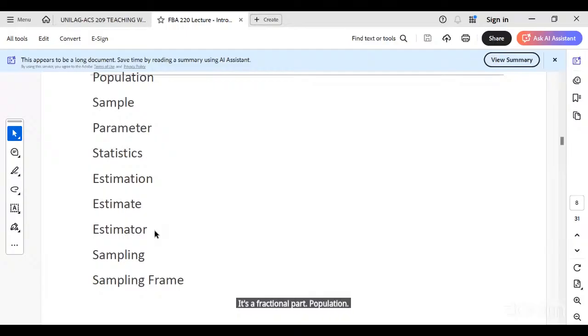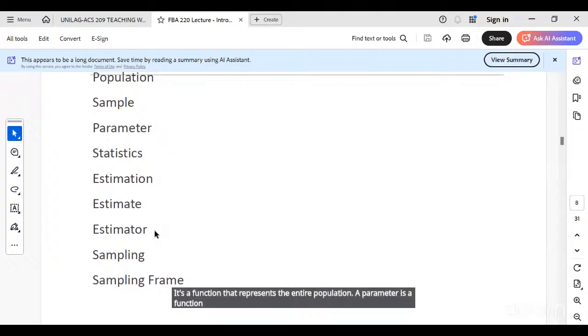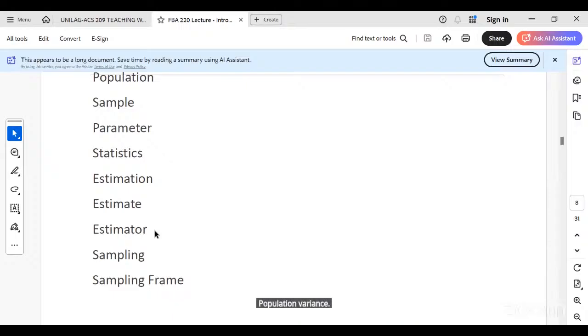And then we have parameter. A parameter is a function that represents the entire population. So I can have population mean, population variance, population standard deviation. As long as that function represents the entire population, it is a parameter.